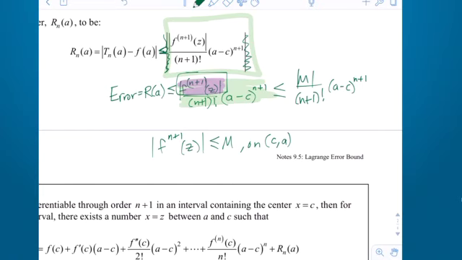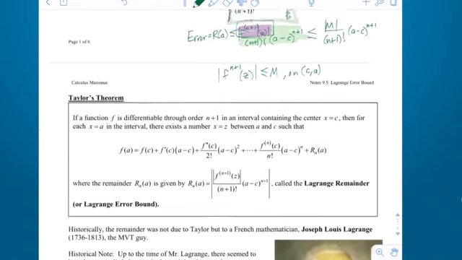Okay? So there's a little bit of theoretical background. It does look scary, but it's not. Okay? It's not. I'll show you why it's not. Let's work an example. Okay?